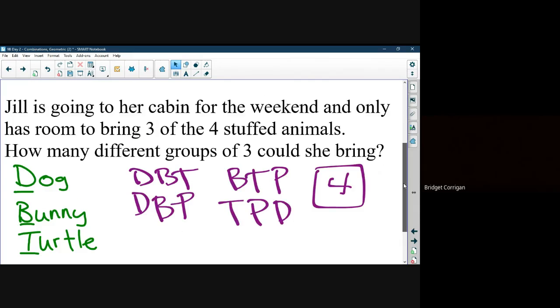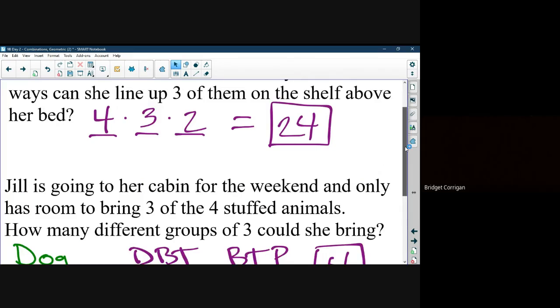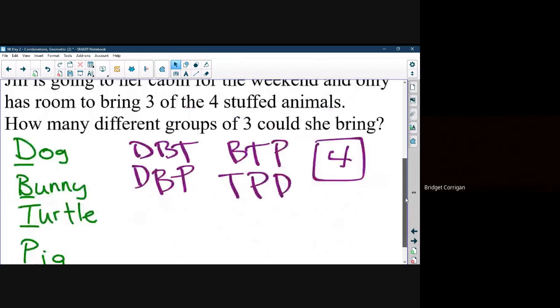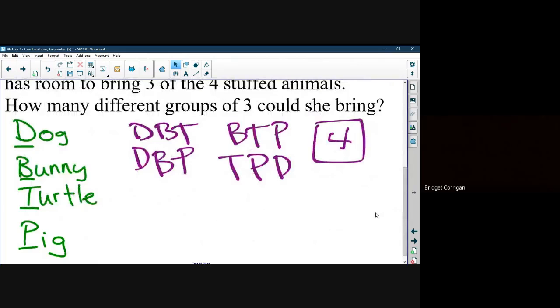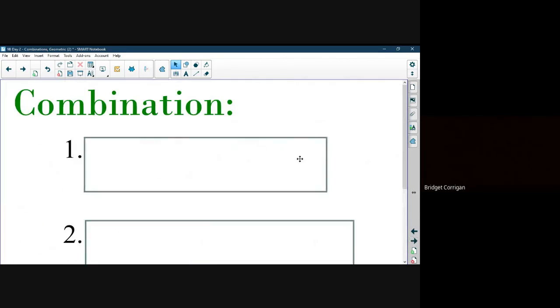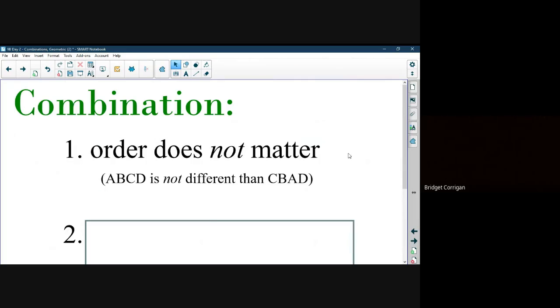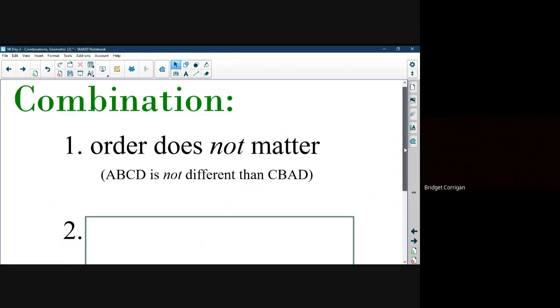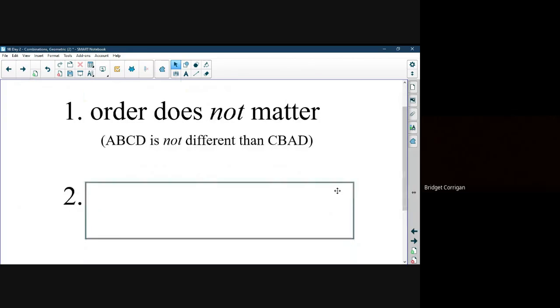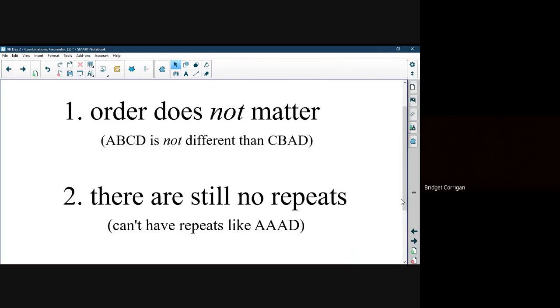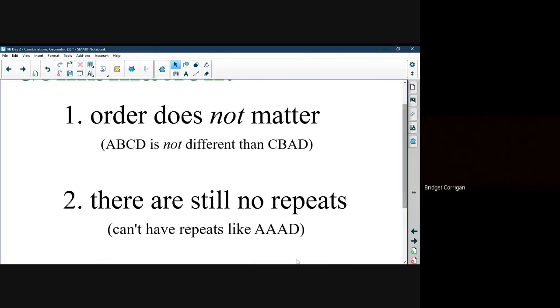So lining them up in order, she has a lot more options, but just choosing 3 out of the 4, there's only 4 different ways she could do that. Okay, so that's going to be the big difference today when we talk about combinations, so the difference between permutations and combinations. Okay, in a combination, order does not matter. So before with the permutation, order mattered, but with combinations, order does not matter. But they're still not allowed for repeats. So just like a permutation, a combination doesn't allow for repeats.